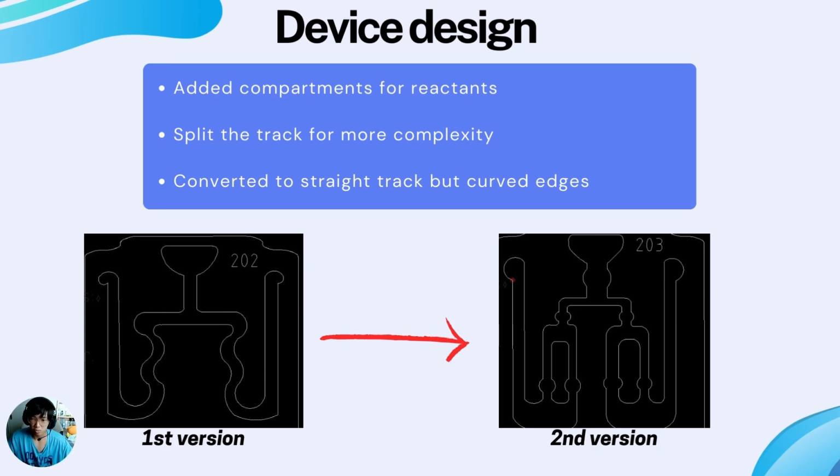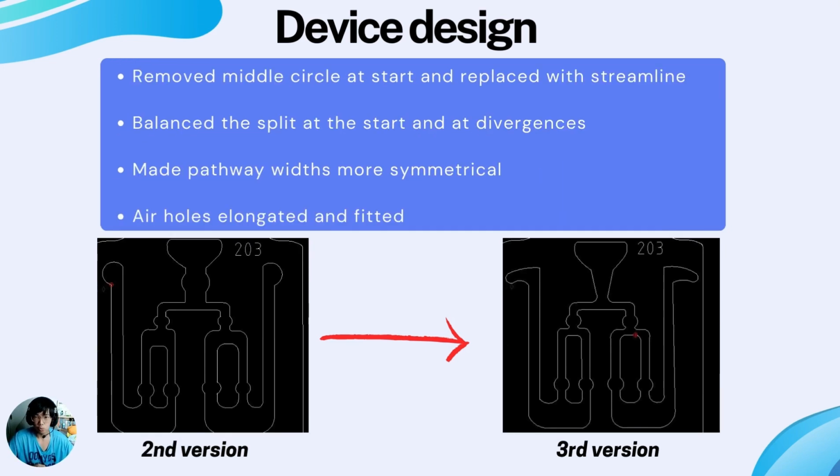Additionally, we transitioned from purely curved paths to straight tracks with curved edges. This design change was made to improve control over fluid dynamics, providing more predictable flow and gently redirecting it to maintain stability and consistency. Moving on to the third version, we removed the middle circle at the start of the device, replacing it with a more streamlined design. This adjustment was aimed at reducing initial flow resistance and optimizing the entry of fluids into the device.